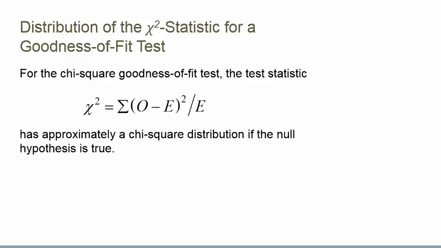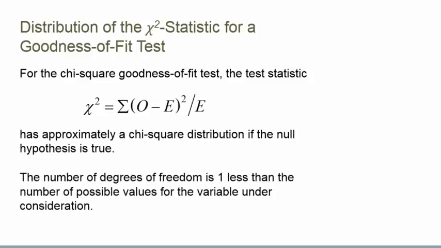Distribution of the chi-squared statistic for a goodness of fit test. For the chi-square goodness of fit test, the test statistic chi-square equals the sum of (O minus E) squared divided by E, and has approximately a chi-square distribution if the null hypothesis is true. The number of degrees of freedom is one less than the number of possible values of the variable under consideration.